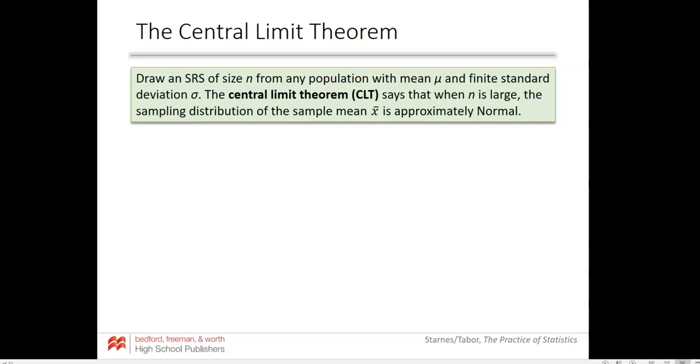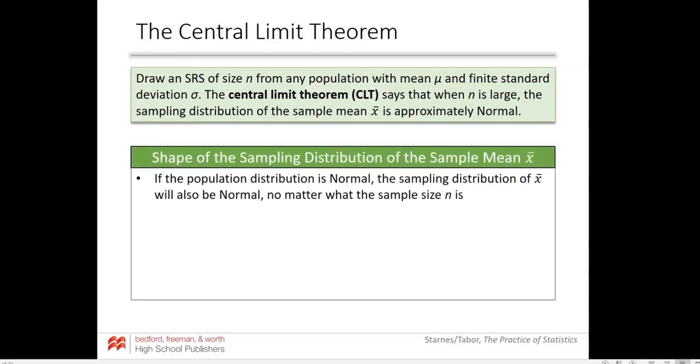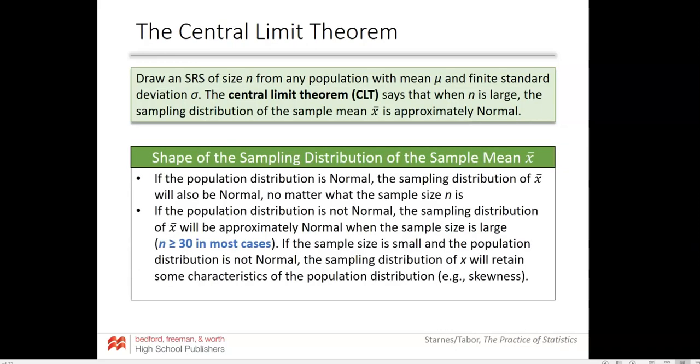If n is sufficiently large, well, what's sufficiently large? Typically, we're going to say n is greater than or equal to 30. So 30 or bigger for n, we're good to go, right? We have an approximately normal situation there, and so it's really nice.